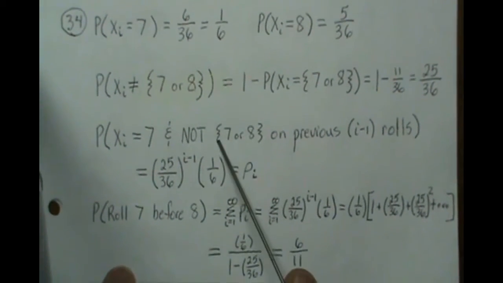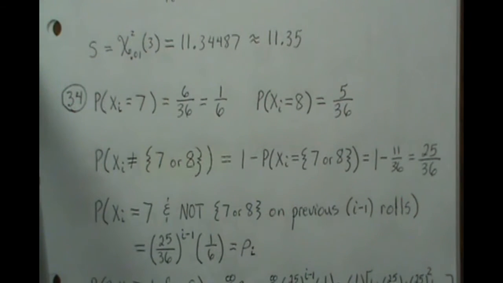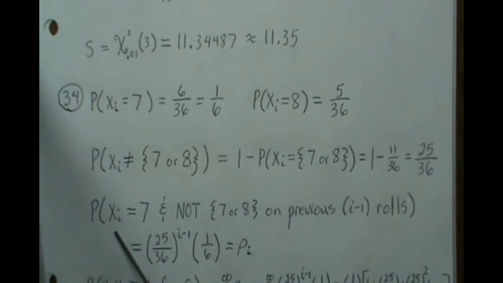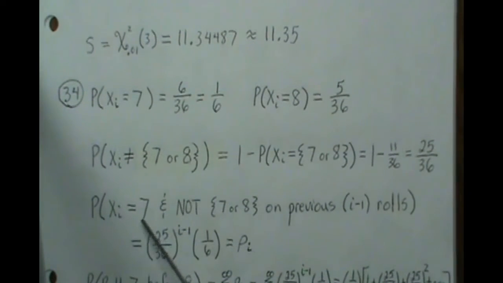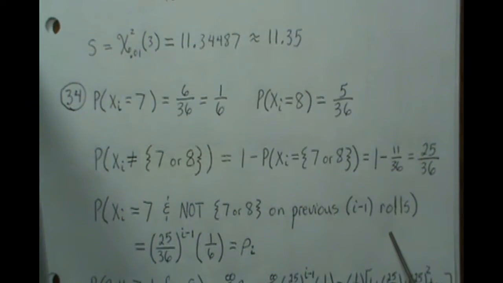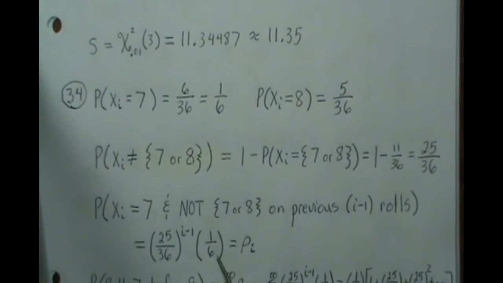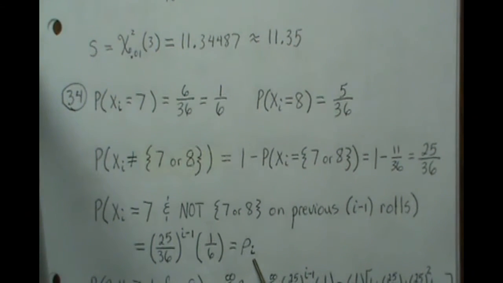So now this step here, ignore these 2 lines for now. Let's look at any given roll, the ith roll. It could be 10, could be 100, could be 1,000,000. What's the probability that we roll a 7 on that given roll and we have not rolled a 7 or an 8 on the previous i-1 rolls? Well, on the previous i-1 rolls, they're all independent. And the probability that on any one of those we do not roll a 7 or an 8 is 25 over 36. And there's i-1 of those, so it's this number raised to this power. And then times the probability that we roll a 7 on this given roll, which is 1/6. If we call that p_i, that's the probability that we roll a 7 on the ith roll and we do not roll a 7 or 8 on all the previous ones.